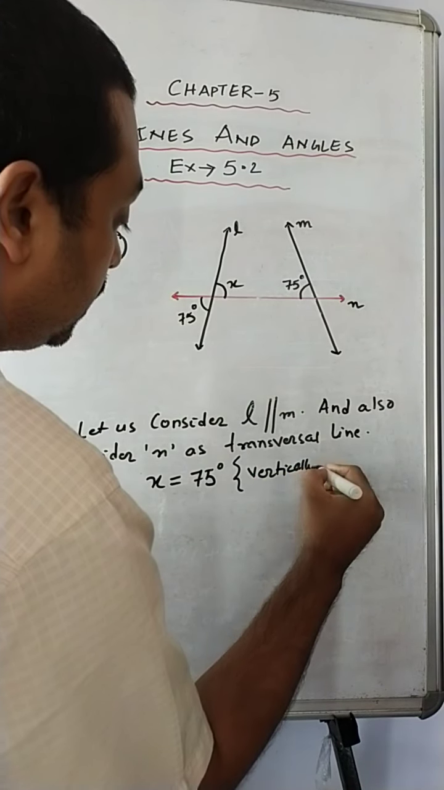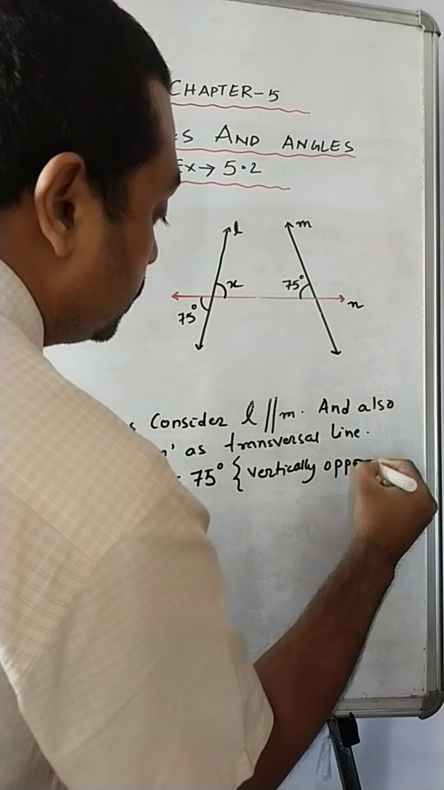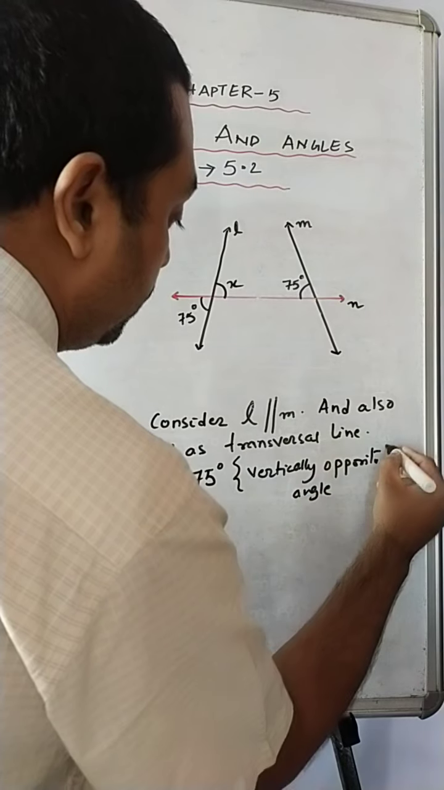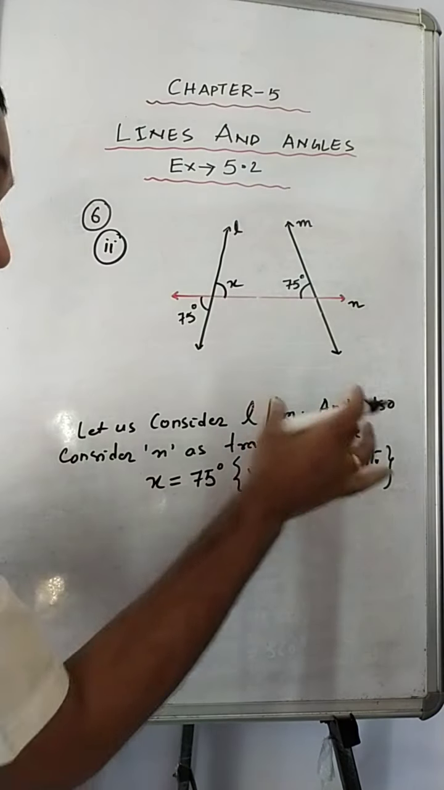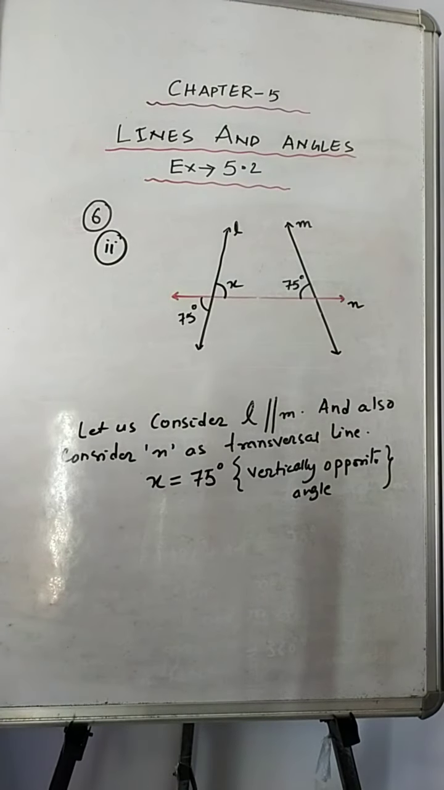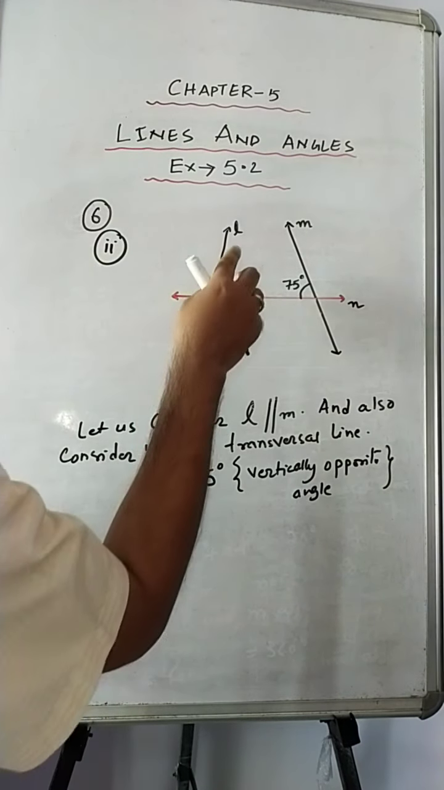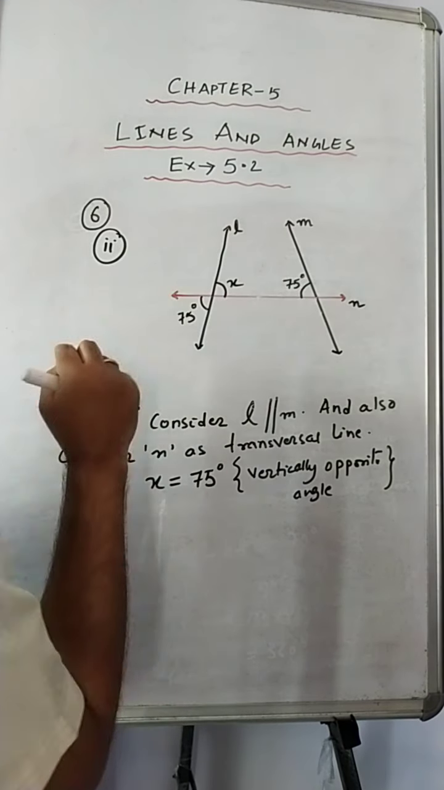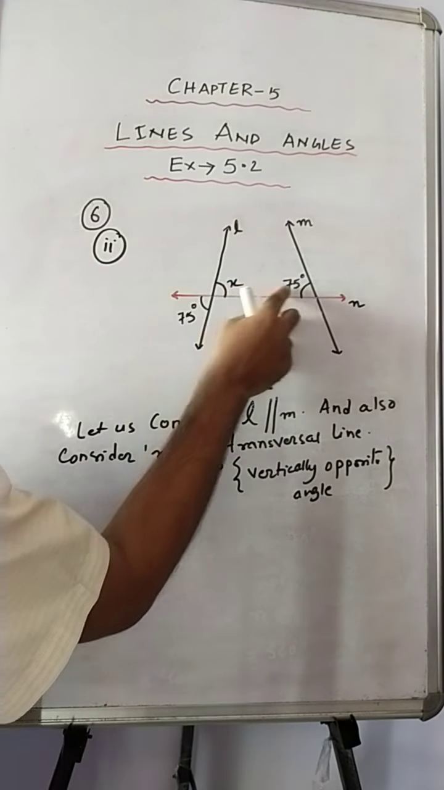So, vertically opposite angle. Fine. So why are you saying x is equal to 75 degrees? You have to write the reason. So it is vertically opposite angle. Now as we have considered that L and M are parallel and N is a transversal line, so you see, again the same thing is coming, isn't it?